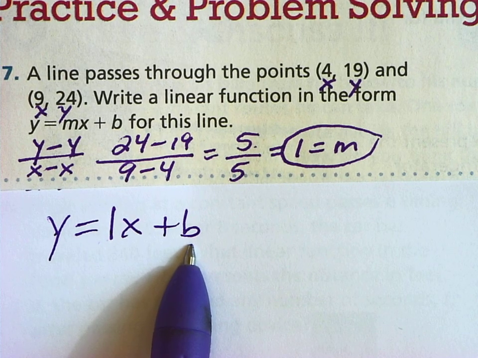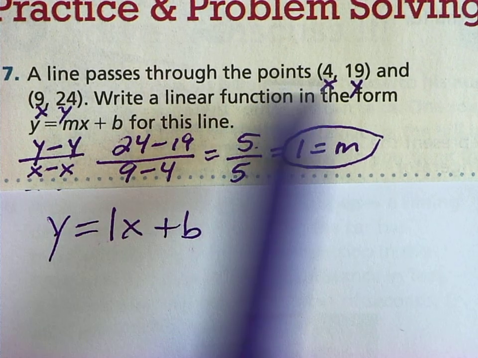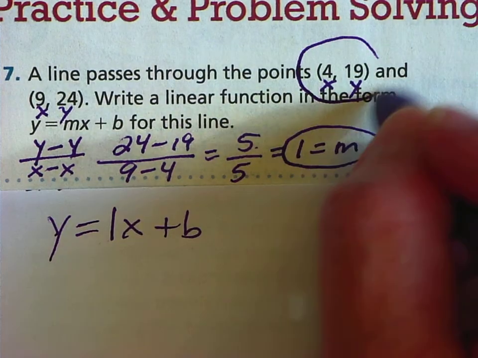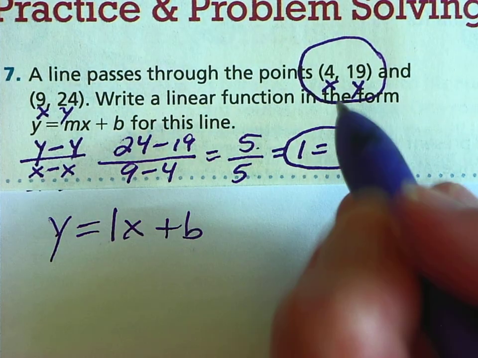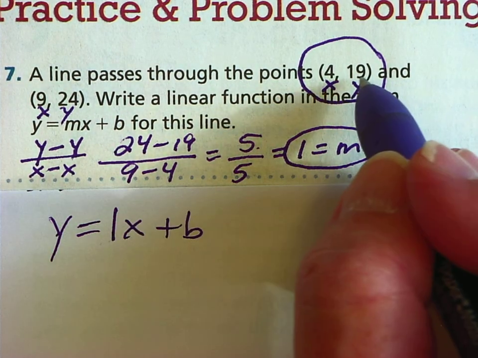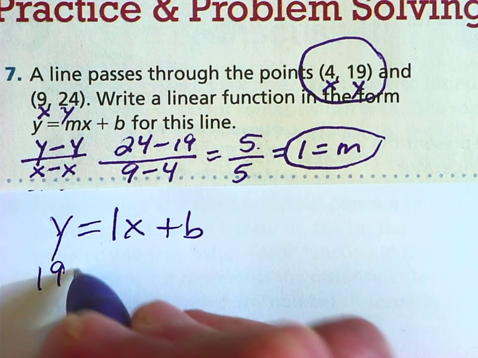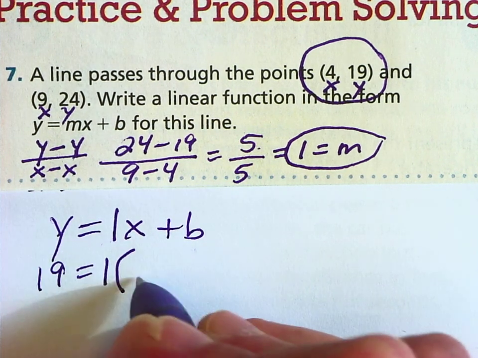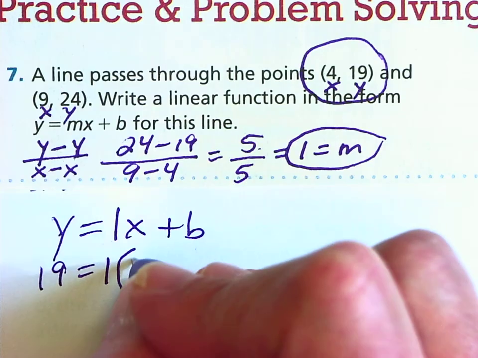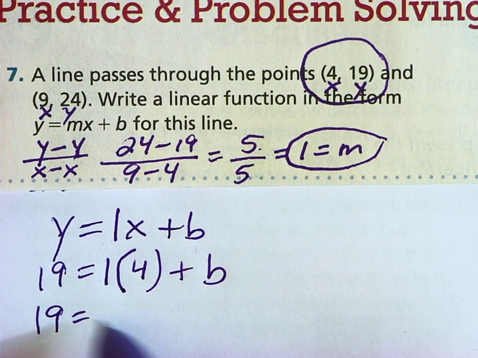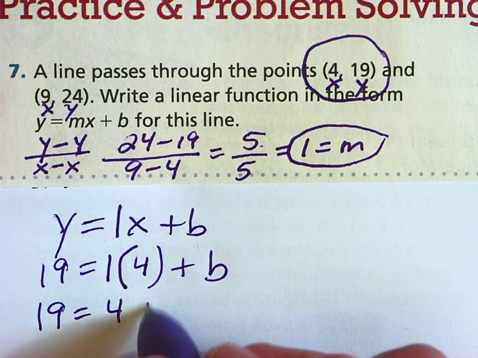Remember, step 2 is you get to pick whichever one of these points that you want to use. So, I don't know, let's use this one. Again, you get to pick. So I'm going to plug in 19 for the y and 4 for the x and solve for the b. So 19 is my y. 19 equals 1 is my slope times, because 1 next to x means 1 times whatever I'm plugging in for x, 4 is my x, plus b. Okay, so let's solve. 19 equals 1 times 4 is 4.